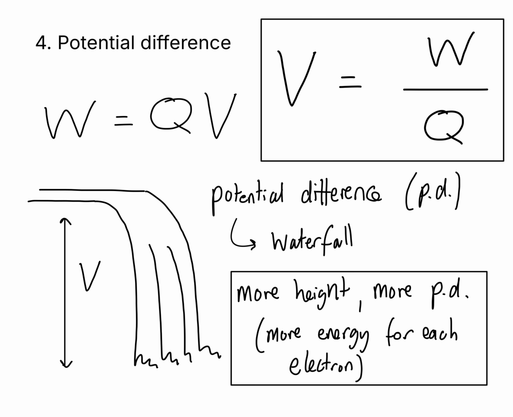Now, potential difference. Let's define it properly, because voltage gets used very loosely. Potential difference is the energy transferred per unit charge. V equals W over Q. Rearranged, W equals QV. The metaphor I like is a waterfall.